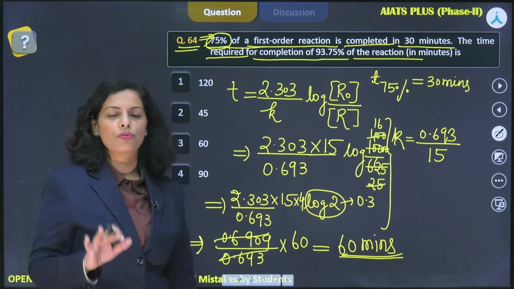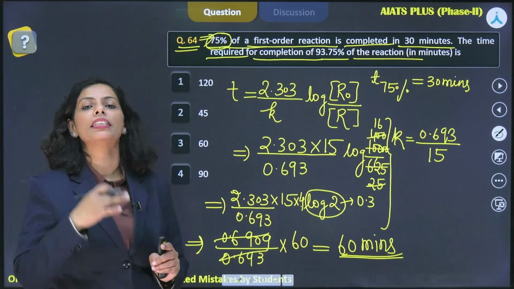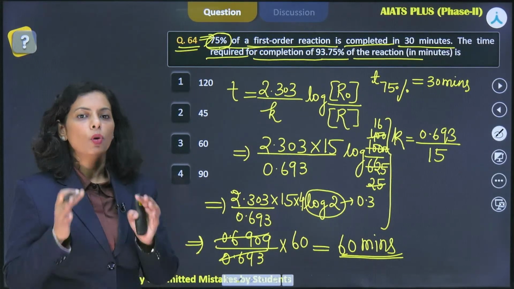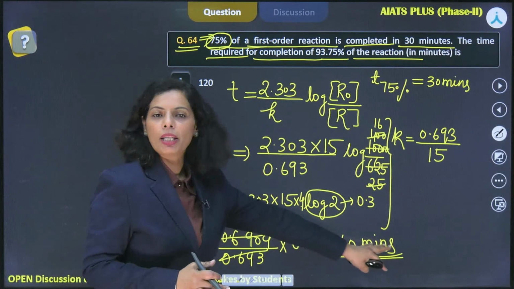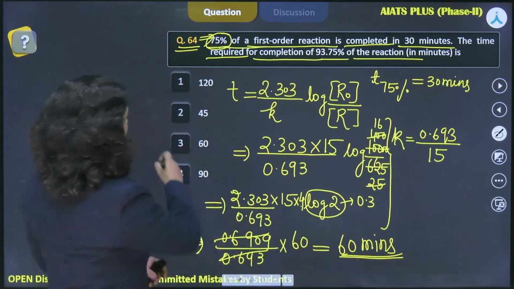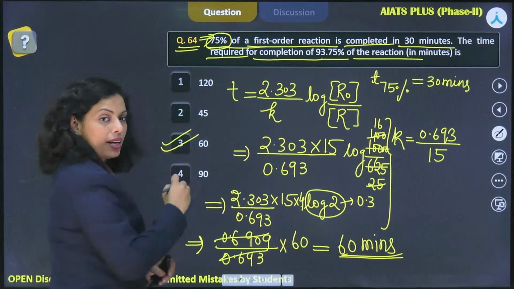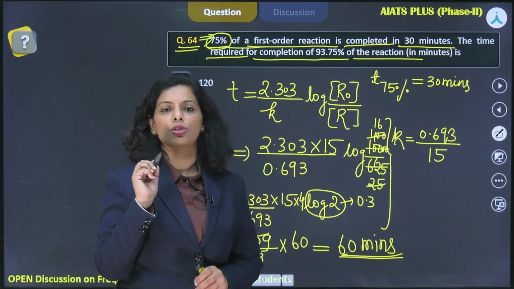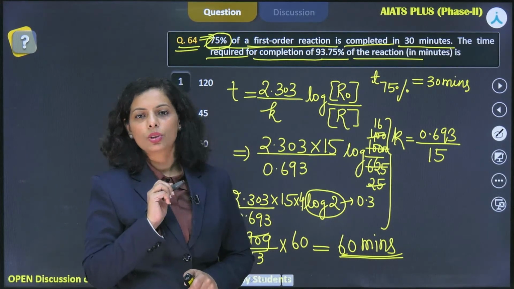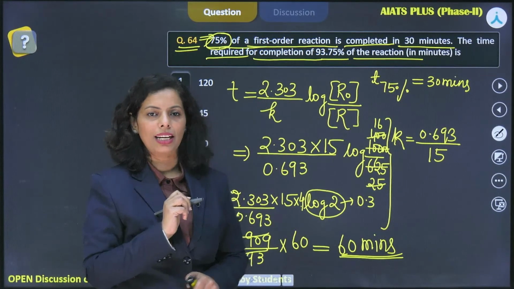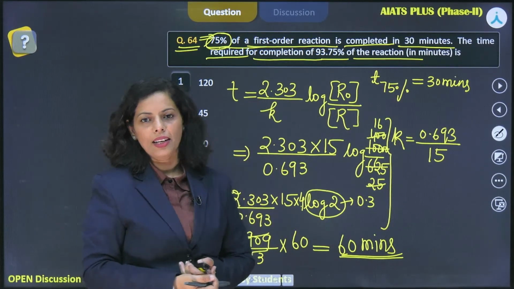6.25, 60 minutes. Yes, for the completion of 93.75%, we want 60 minutes, right? And 60 minutes is written here in the third option. And who said third option is the right answer? Sunetra, you are absolutely right. Sunetra, if you attempted that question correctly, you are absolutely right here, okay?